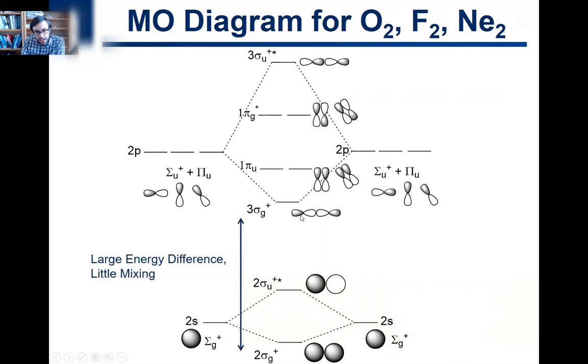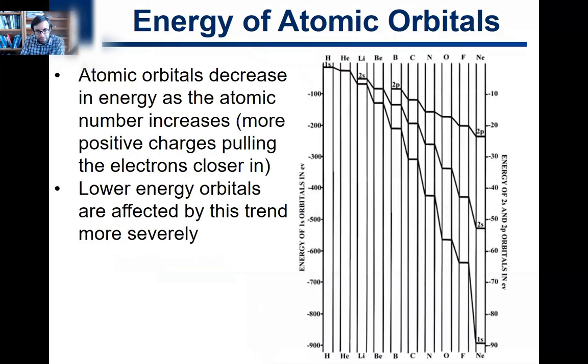So all that's to say is that this is why, for oxygen, fluorine, and neon, there's not a lot of mixing between 3 sigma G plus and the 2 sigma G plus. There's a large energy difference, although they do have the same symmetry, and there will be some mixing because they have the same symmetry. Because there's a large energy difference, there's not going to be a lot of mixing. Not enough to significantly perturb the molecular orbital diagram.